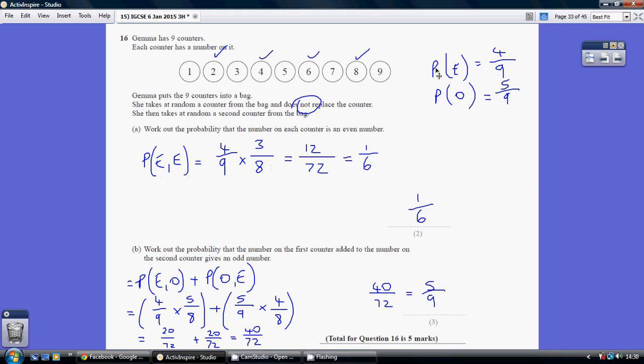So first things first, what's the probability of an even with your first pick? Well, there are 1, 2, 3, 4 even numbers out of 9. So the probability of even is 4 out of 9. Probability of an odd is 5 out of 9.